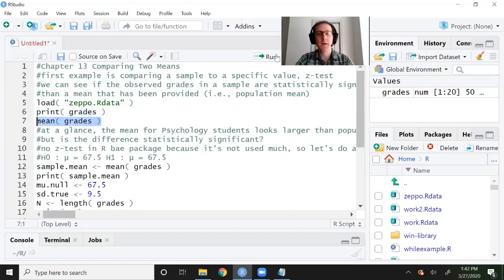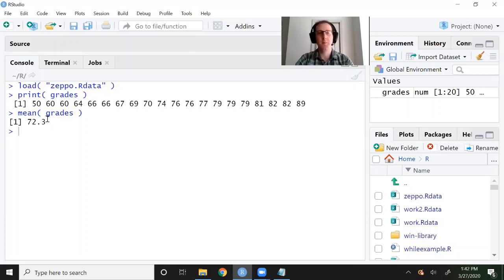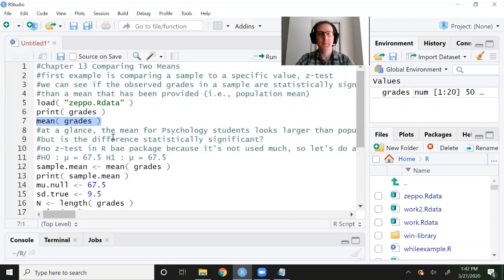And with that, we can calculate the mean for our sample. So the mean for the entire sample is 72.3. And remember that we get that by adding up all the scores and then dividing by how many scores there were. So we can compare this to the population mean.